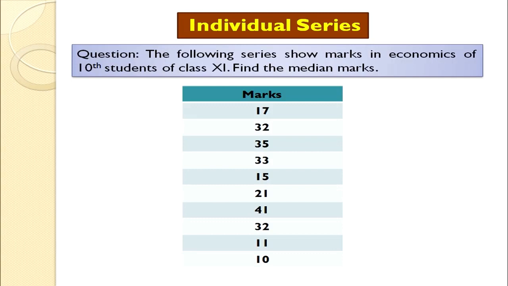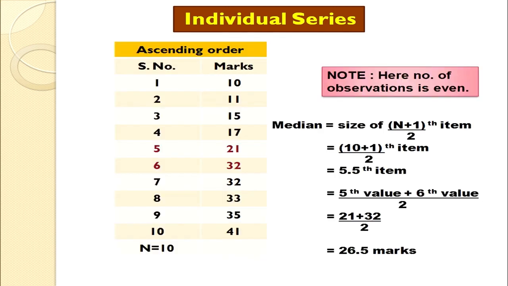Now, let us see when the number of observations is even, how we are going to compute it. Suppose in this particular question, the following series shows marks in economics of 10 students of class 11. Find the median marks. Now, here the number of observations is 10. It has changed from 11 to 10. So, we are saying the number of observations is even. In this case, the very first step goes the same. We are going to arrange the data in ascending order. So, we have arranged the data in ascending order.